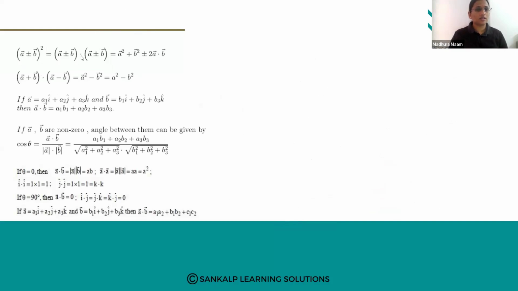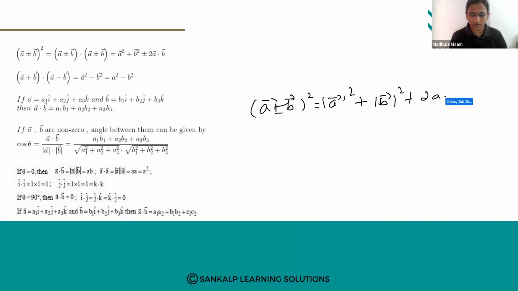Next, certain properties. A plus B whole square, we know the identity: A square plus B square plus 2AB. The same goes here with magnitudes. We know that A into A is magnitude of A square, and this has 2 times the dot product. This holds true only for the dot product. Also, this result holds true.